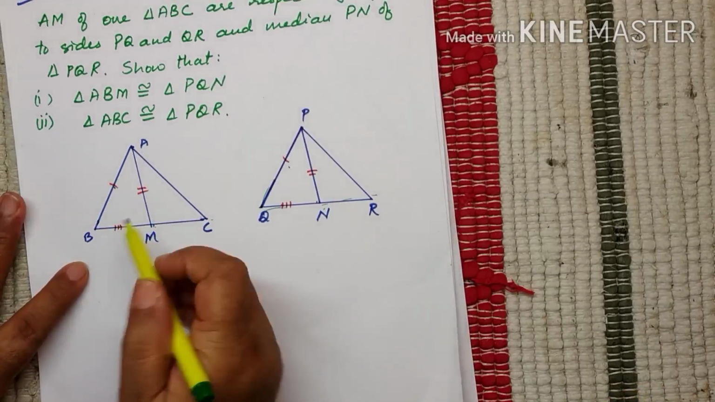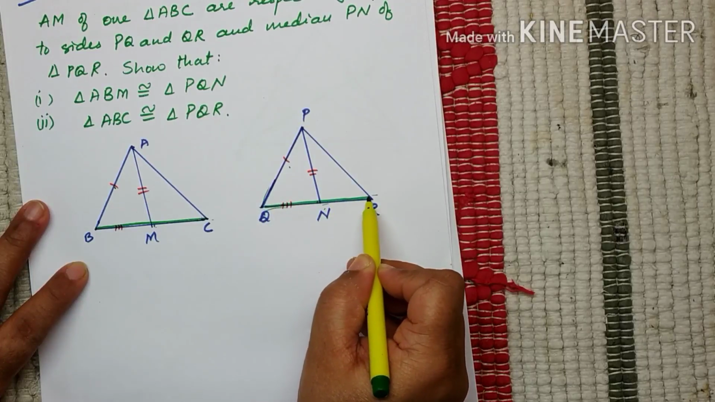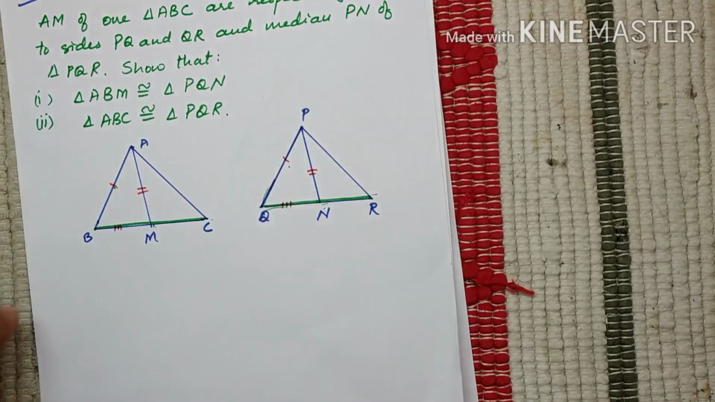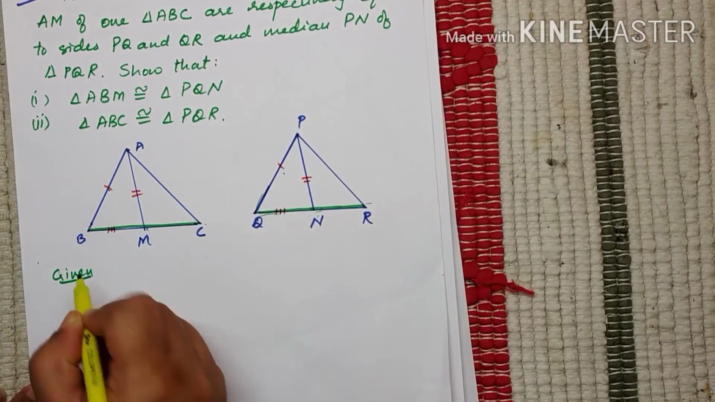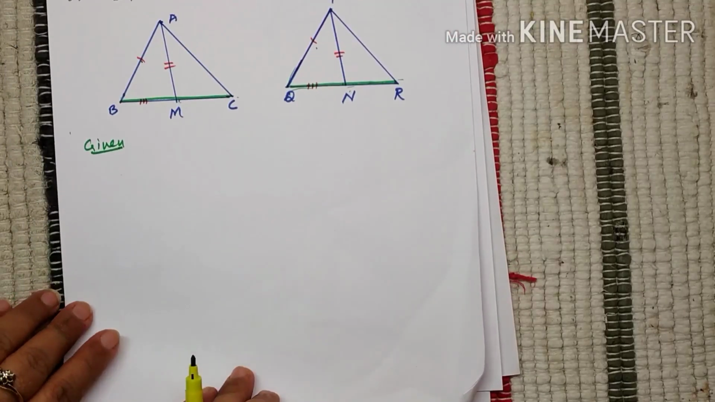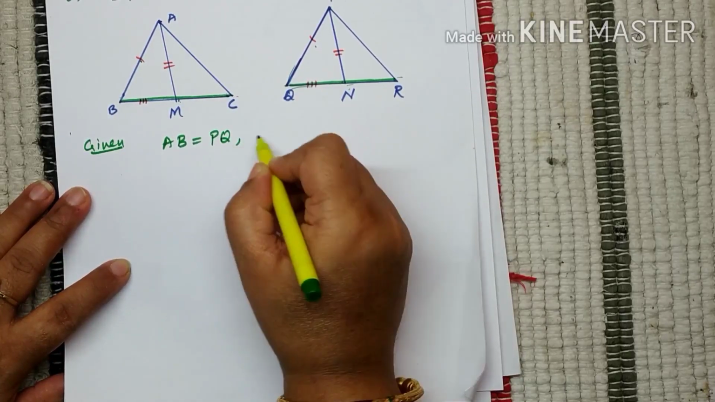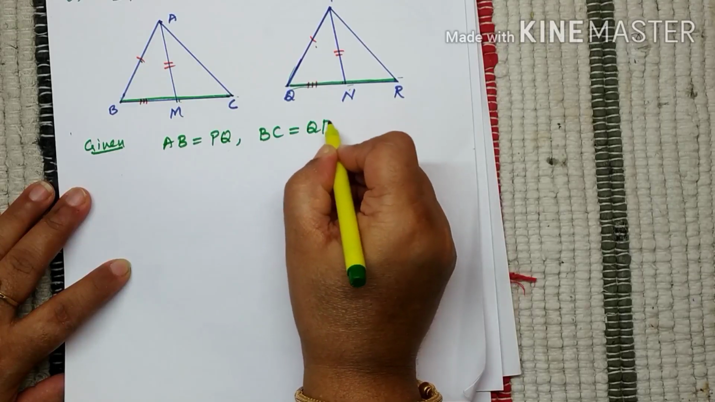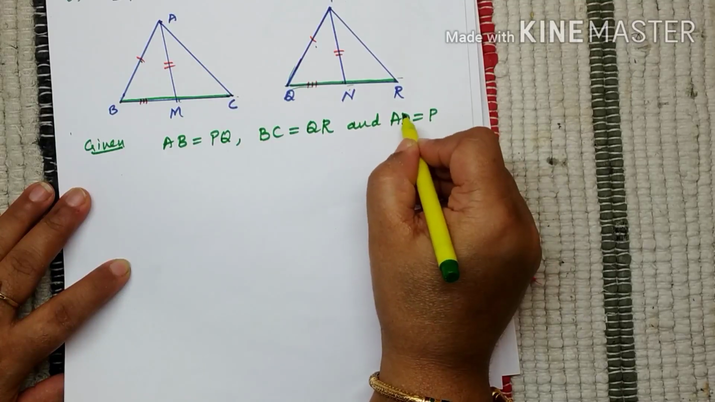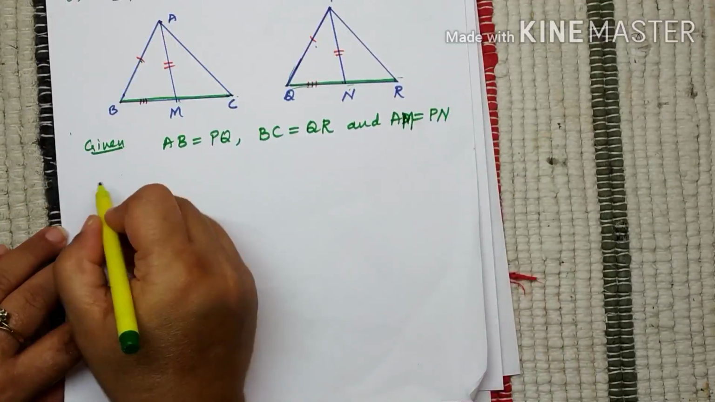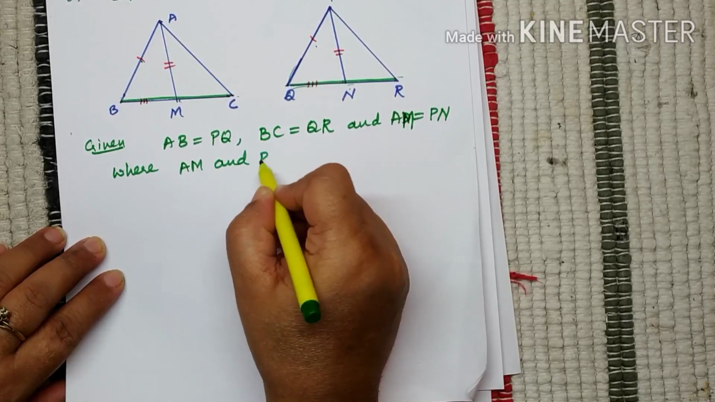I marked here only, but actually I am overdoing this with the green pen so that you understand which sides are equal. Now for the solution, first of all let us write what is given in the question. What is given is AB is equal to PQ, BC is equal to QR, and AM is equal to PN, where AM and PN are medians.